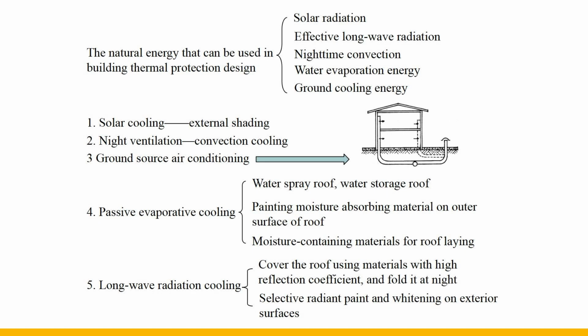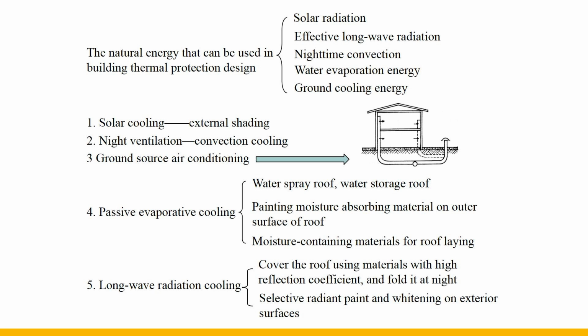The natural energy that can be used in building thermal protection design mainly includes solar radiation, effective long-wave radiation, nighttime convection, water evaporation energy, and ground cooling energy. Solar cooling refers to passive shading.